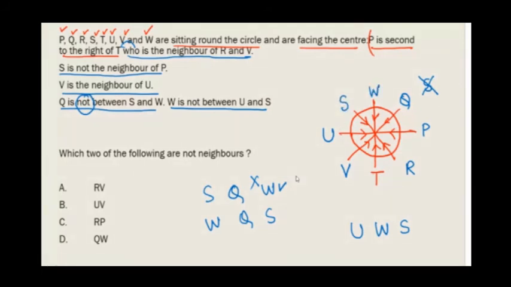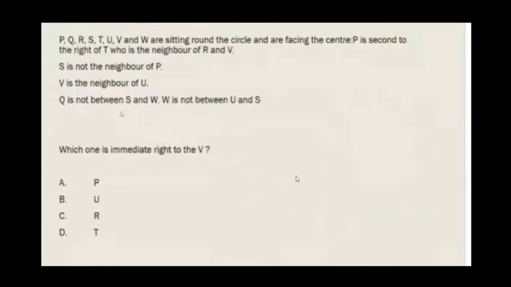Now check again. Q is not between S and W. Definitely Q is not between S and W. Now W is not between U and S, because U and S are together. Now this is the final arrangement that we will be getting based on the circle. Anyone has a doubt with respect to this? Okay, this is going to be the same time.